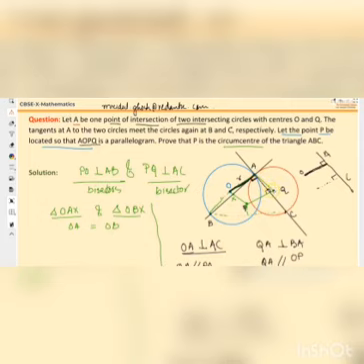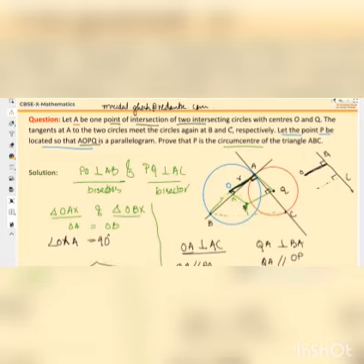Similarly, AQ is perpendicular to AB. So OP is also perpendicular to AB. So if this is perpendicular, I can say this angle OXA is 90 degrees. So this is a right angle, and in this right angle, we got one angle equal, the other angle also we got equal, right? So this is an isosceles triangle.